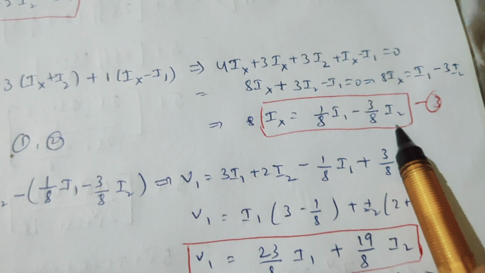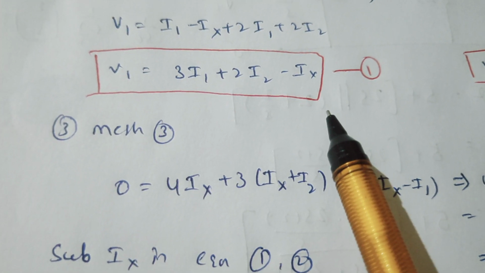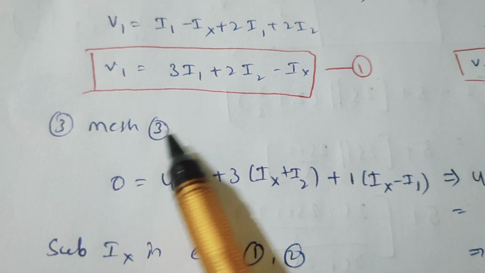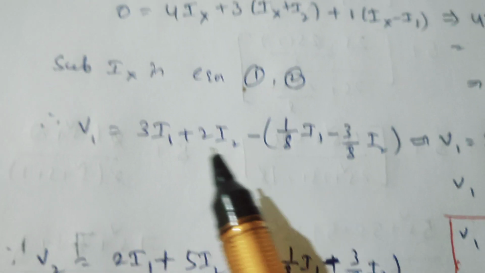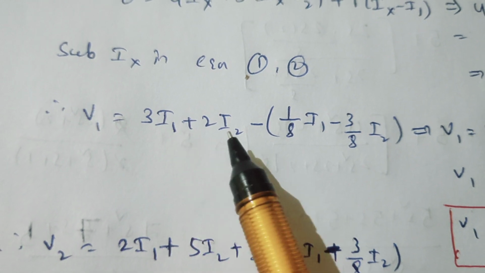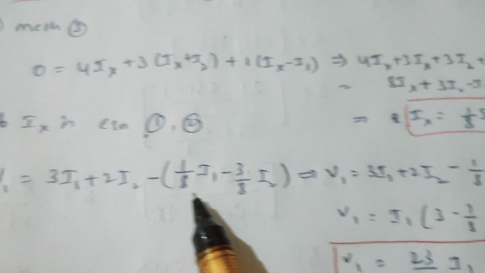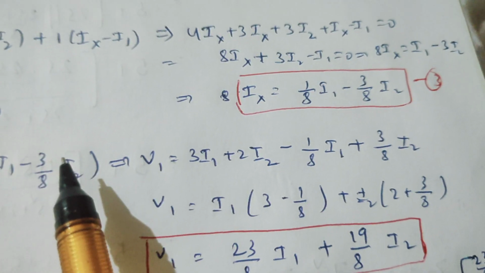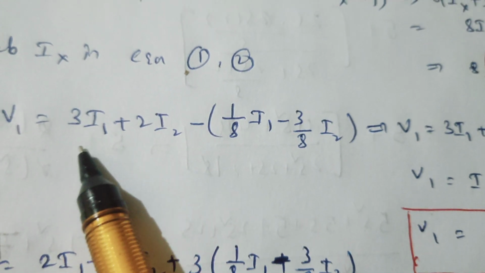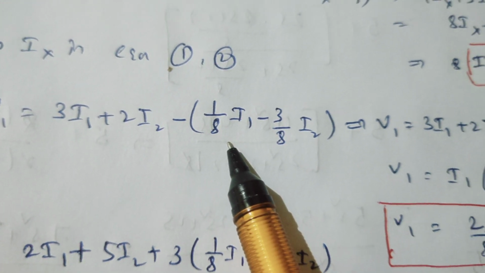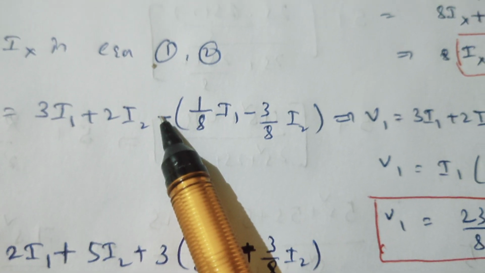Now substitute this Ix value in equation number 1, because in equation number 1 we have 3i1 plus 2i2 minus Ix. So here we get v1 is equal to 3i1 plus 2i2 minus Ix. Now substitute the Ix value as 1 by 8 i1 minus 3 by 8 i2 here. So you will get 3i1 minus 1 by 8 i1 plus 2i2, here minus into minus.